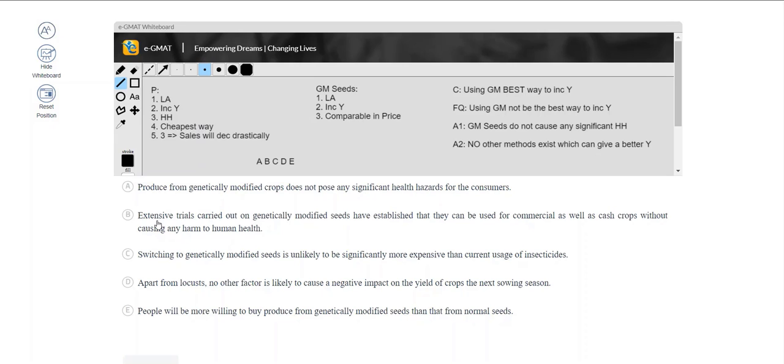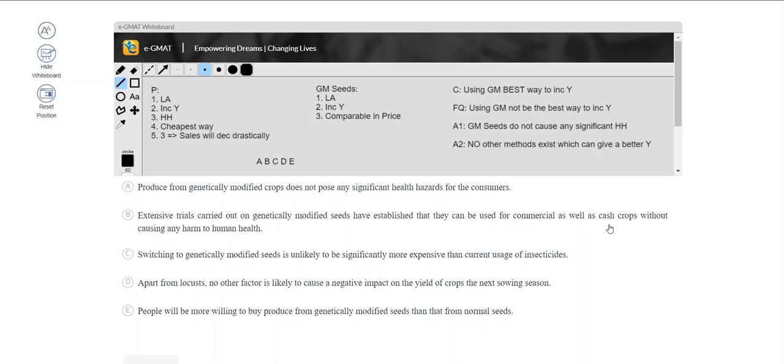Extensive trials carried out on genetically modified seeds have established that they can be used for commercial as well as cash crops without causing any harm to human health. This is an interesting option choice. It seems to be a strengthener rather than an assumption. Remember, an assumption by default is a strengthener. A strengthener need not be an assumption. So this is a strengthener. What that means is if you negate the statement, it will not necessarily break the conclusion. It's not a must be true condition.